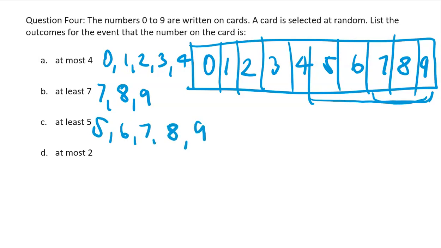And at most a 2, well, that means that I couldn't choose any more than a 2. So we're just looking at 0, 1, and 2.